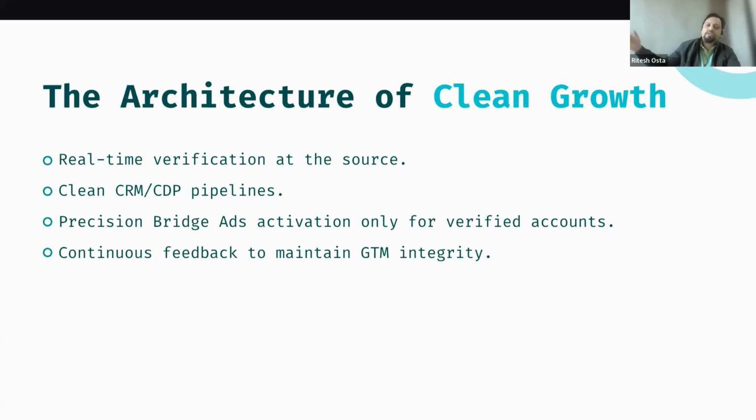The other than that is certain geography. If there are more fake clicks coming from a certain geography or certain IP, those IPs and geographies can be blocked in real time, right? So that the damage is not done. It's prevented, blocked upfront, right? So I can talk about it more, but this session is not about that. This session is about how to create a GTM integrity, right? So this is the architecture of clean growth. If you put this architecture in place, the growth will be clean.